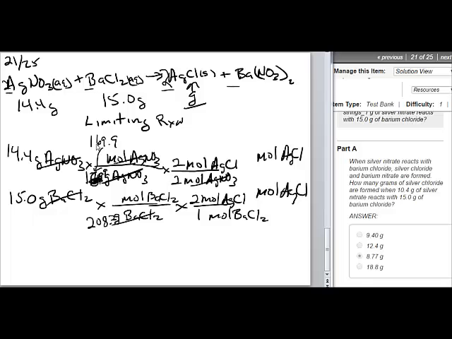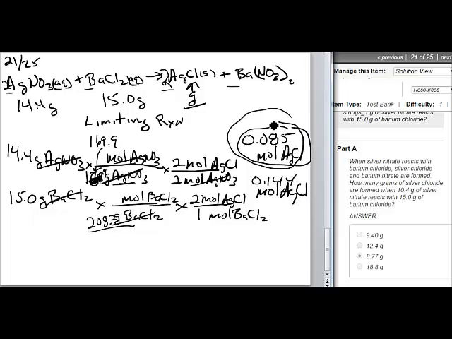Okay, my writing is getting a little bit sloppy in here. This is 169.9 that goes in here for AgNO3, and then 208.2 that goes in here for barium chloride. So now I finish. And for AgCl, what I get here is 0.085 moles formed. And then down here this becomes 0.144. So the limiting reactant is silver nitrate. And I can make a total of 0.085 moles.